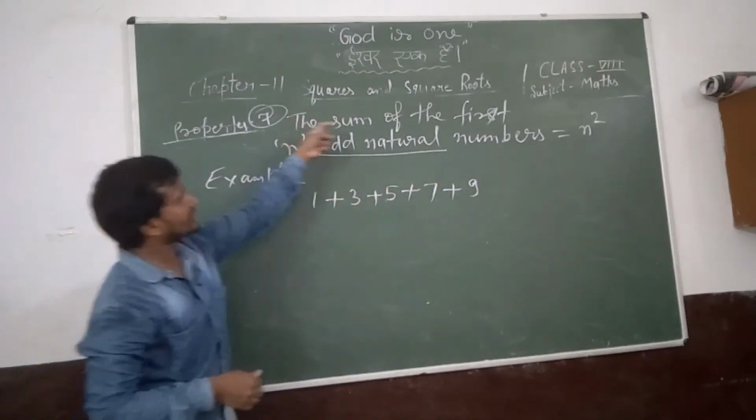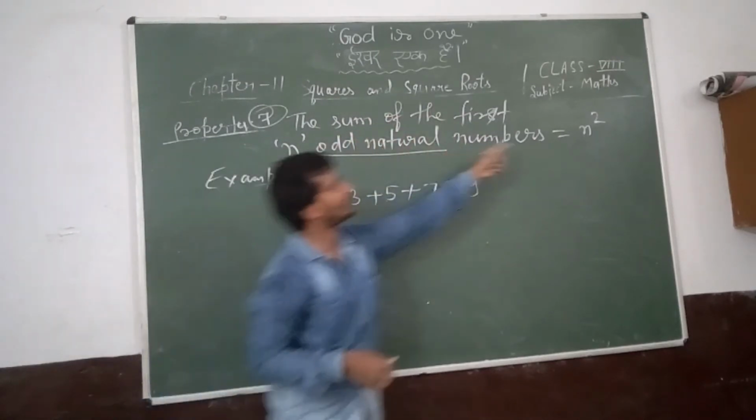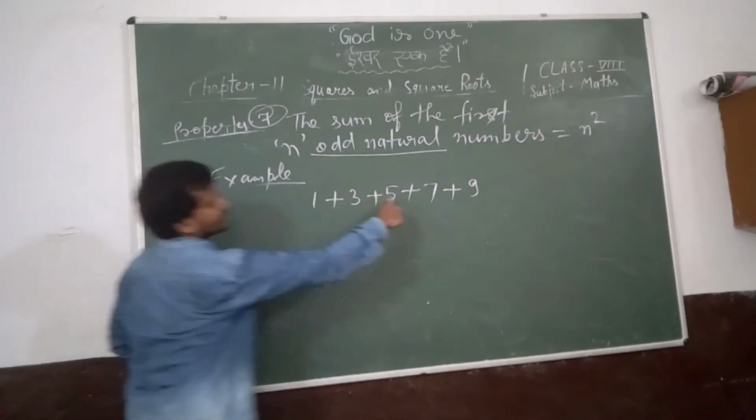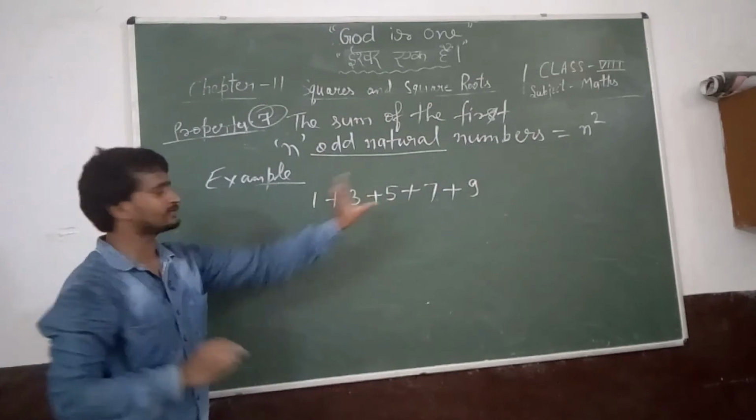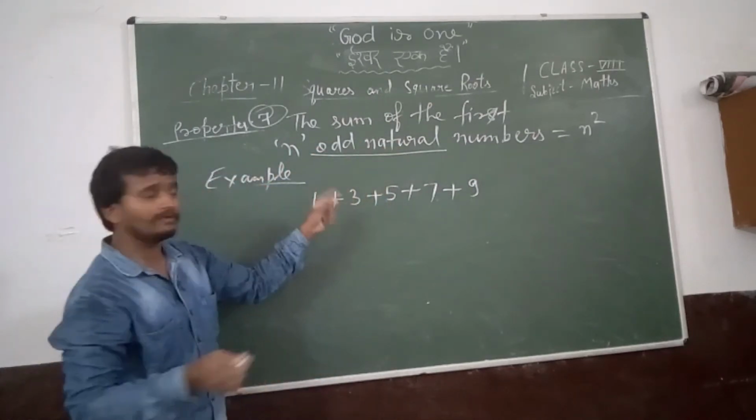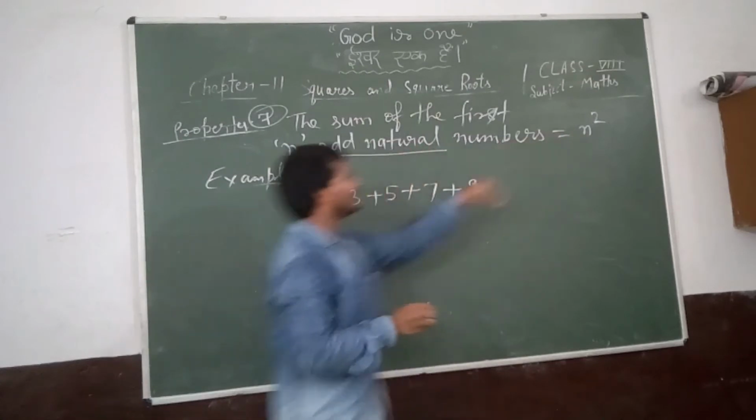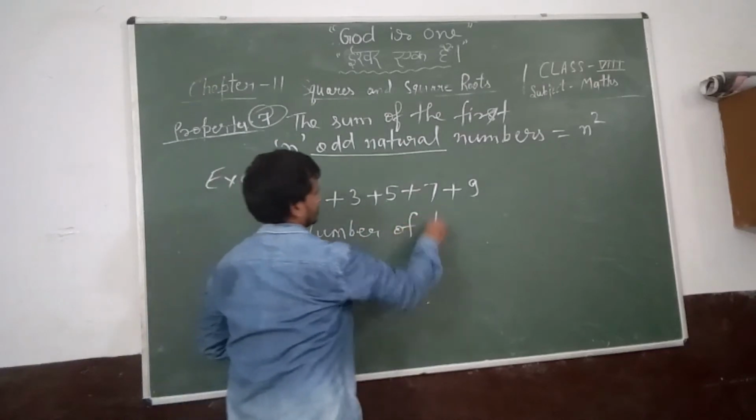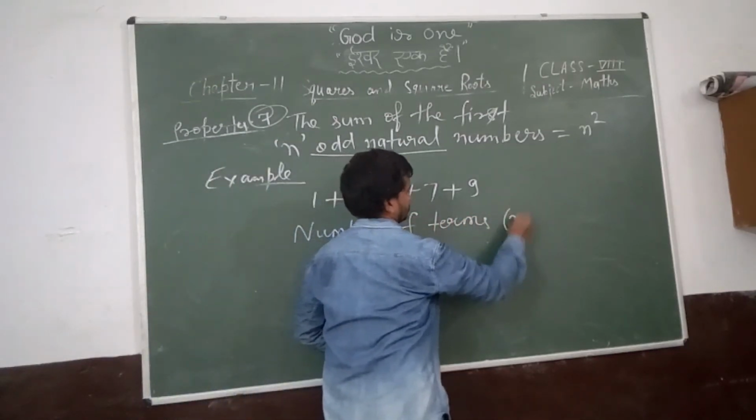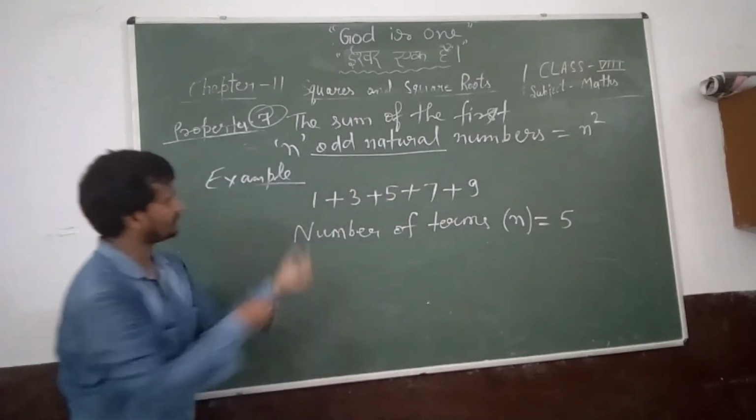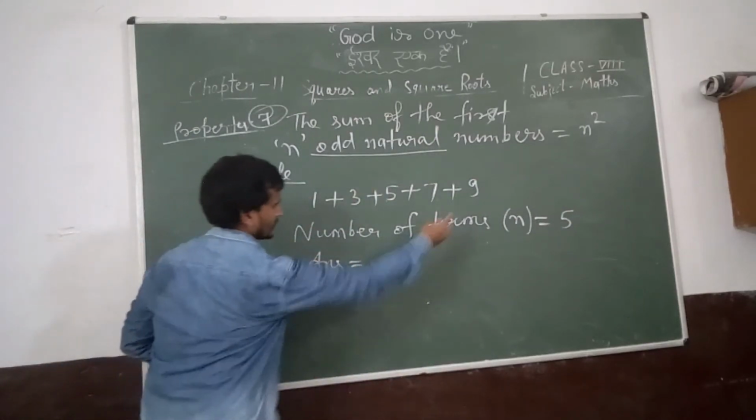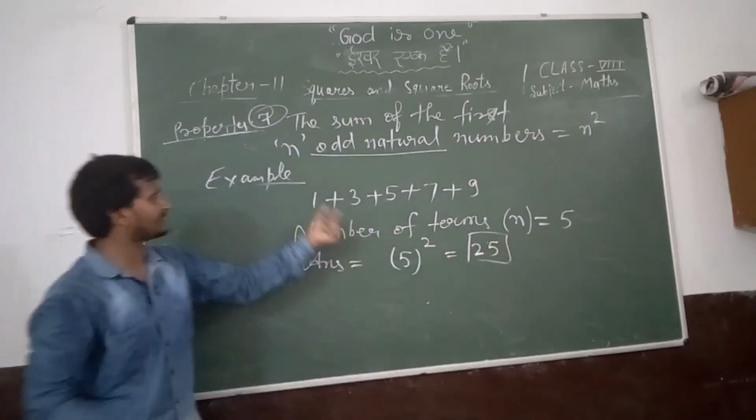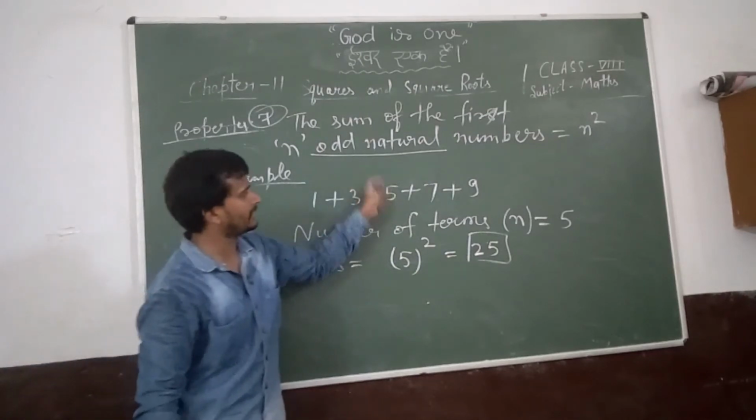The property is: the sum of the first n odd natural numbers equals n square, where n is the number of terms. How many terms? 1, 2, 3, 4, 5. There are 5 terms and all are odd. So we can write the answer directly as n square, the number of terms squared, so the answer will be the square of 5, that is 25.